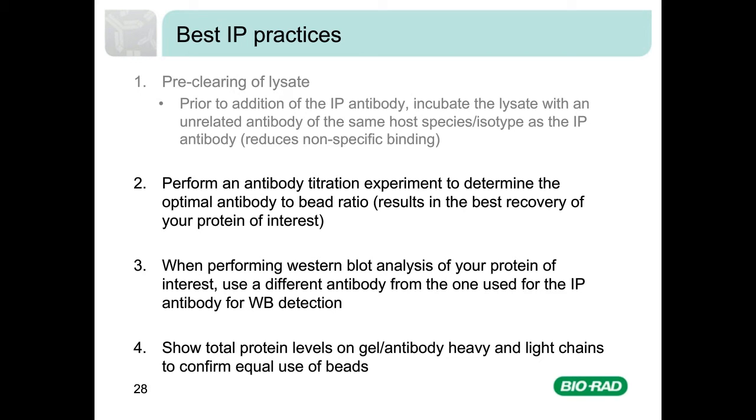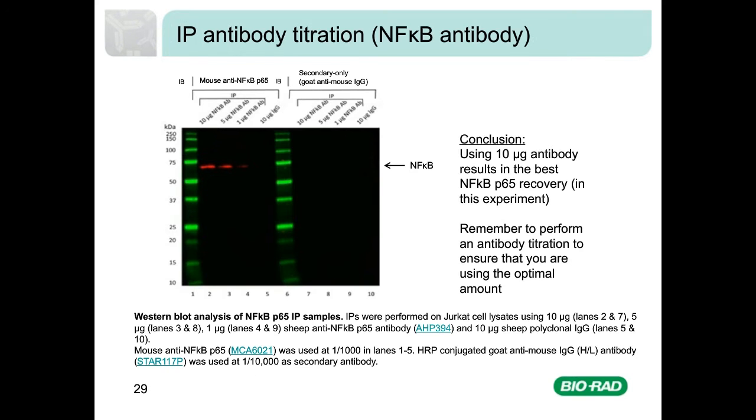This slide shows an example of an NF-kappa-B p65 IP experiment. To determine what amount of antibody results in the most efficient pull-down, titrations of the sheep anti-NF-kappa-B p65 antibody have been performed. In this instance, the IP was performed using 10, 5, and 1 micrograms of the antibody. You can see that the intensity of the band of interest is greatest in the IP performed with 10 micrograms of antibody. This suggests that in this instance, this is the optimal amount of antibody for recovering NF-kappa-B p65.